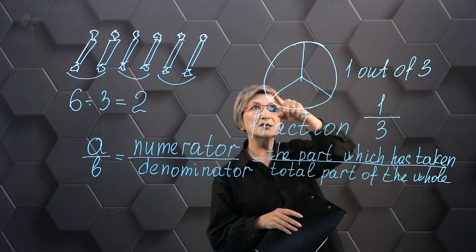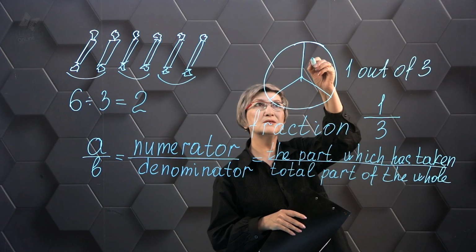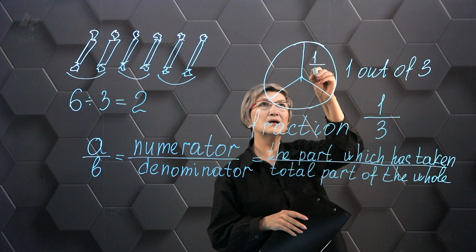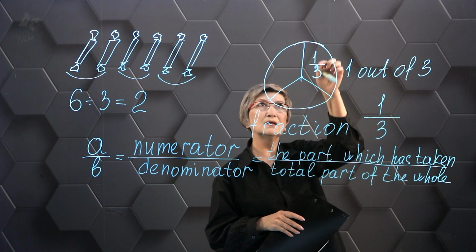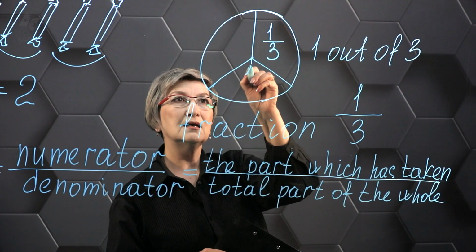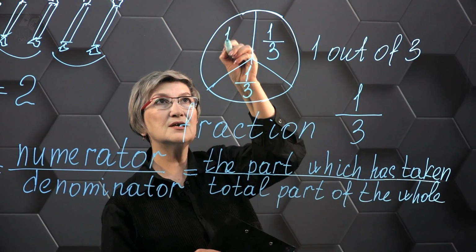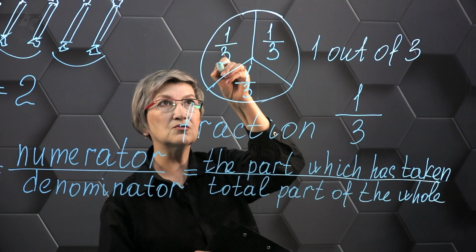Let's go back to our problem. And note that each part is written in math as 1/3. This part is 1/3, this part is also 1/3. And the last part of our pizza is also 1/3.